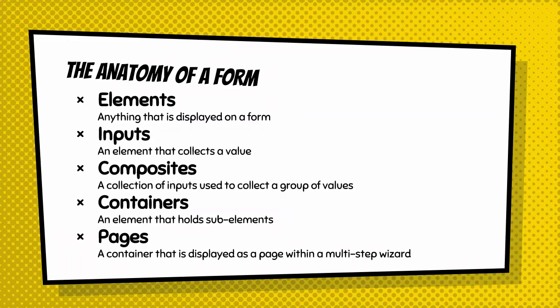Containers and pages are really important to start understanding. A container just holds a bunch of sub-elements together, like a details widget or a field set. You can even just put a bunch of elements in a div, and that's a container, and that's supported. And then you can add conditional logic to that single container. And in multi-step forms, the pages are containers, and they contain the forms for each page.